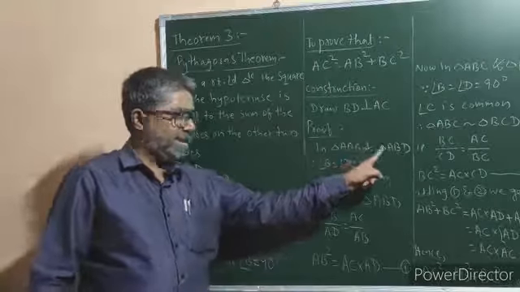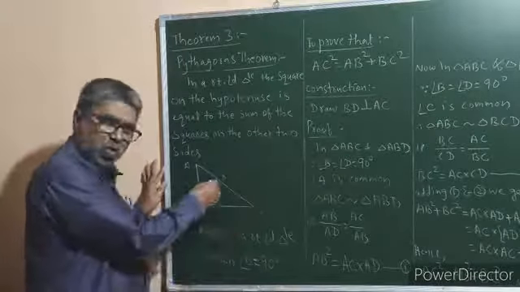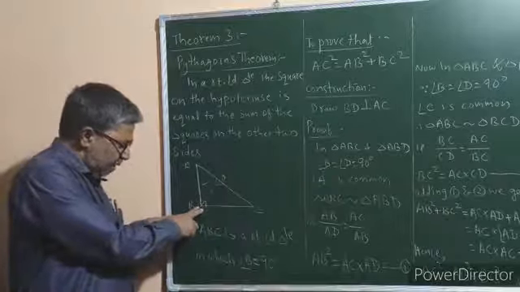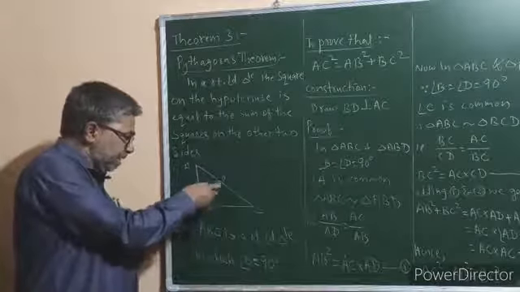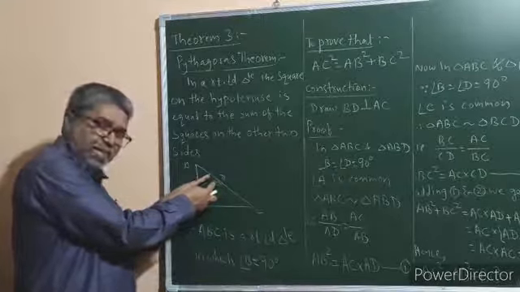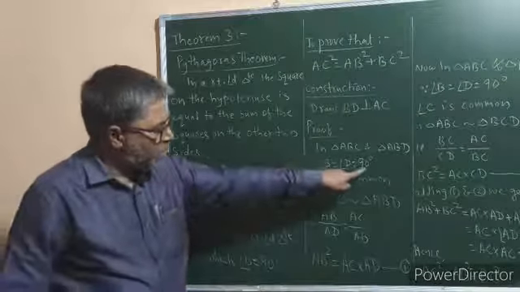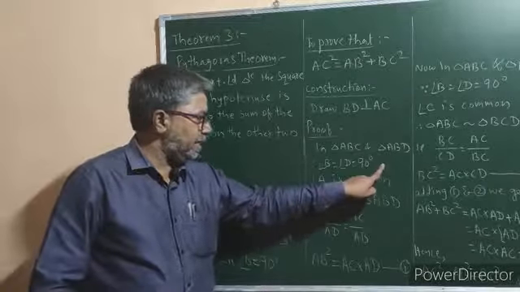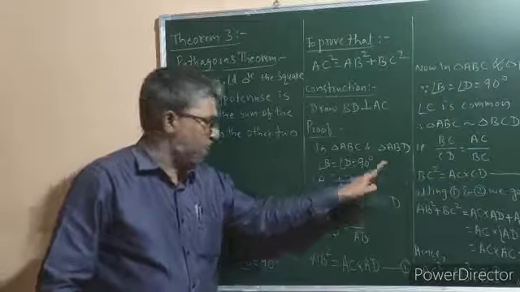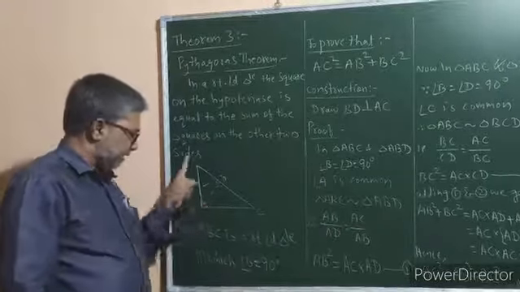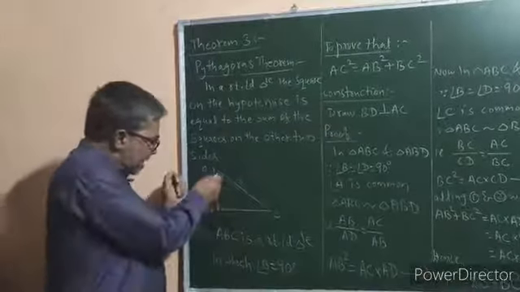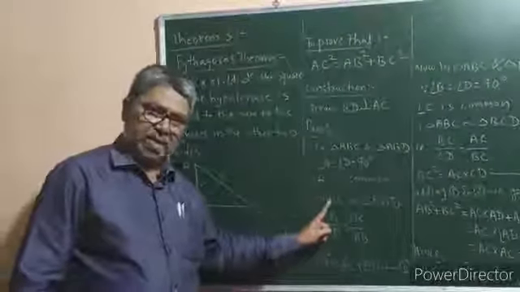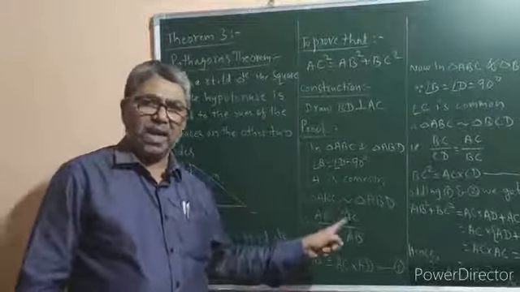In triangle ABC and triangle ABD, angle B of triangle ABC is equal to angle B of triangle ABD, because they are of 90 degrees. This is from data and construction. If you want, you can write data and construction in brackets. Then in both the triangles, that is ABC and ABD, angle A is common. So therefore triangle ABC is similar to triangle ABD.